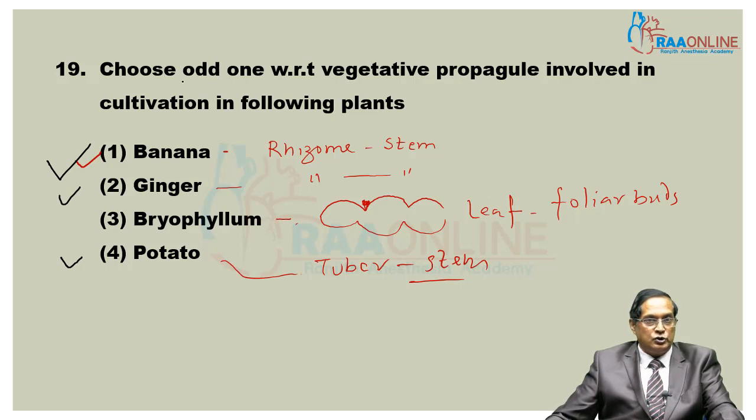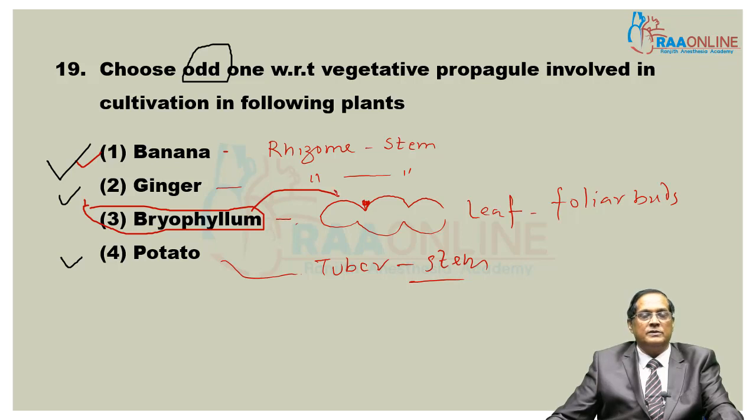But here we choose the odd one. So bryophyllum is the answer, because it reproduces by leaf. The leaf has buds on its margin, and by the leaves it reproduces. So the odd one is bryophyllum. The rest three reproduce by means of a stem, whereas bryophyllum reproduces by means of leaf.